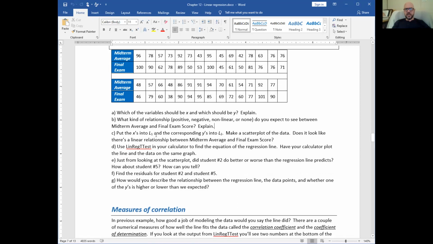So put the x's into L1 and the y's into L2. Of course, I've done that. And then we're going to make a scatter plot. I'm going to show you how to make a scatter plot. We're going to go through and do all this on the calculator, then I'll show you how to do the same stuff on Sheets.